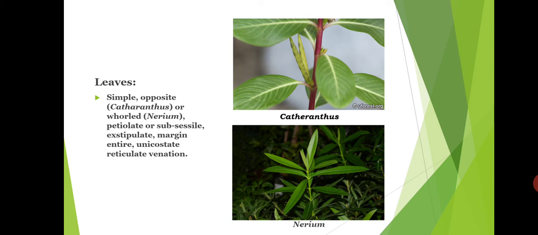And the margin is entire, there is no waviness or tooth arrangements, so the margin is entire. And unicostate, that means a single main vein. Here it is well evident that there is a single main vein, so it is unicostate reticulate venation. Those are the characters related to these leaves. So it is very easy to identify the leaf characteristics of this family.